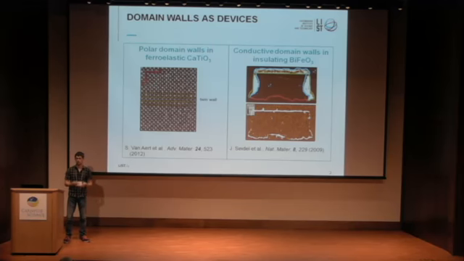Second example, well known now, is bismuth ferrite, an insulating material of course, where people found conductive domain walls. So this is first a PFM image where you see different domains with different domain walls, and below you have a conductive AFM image of the same area, and you see that only the domain walls, and actually only some domain walls, are conductive. So the question then is, why do we have conductive domain walls?